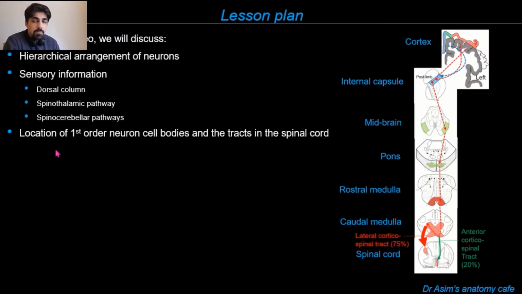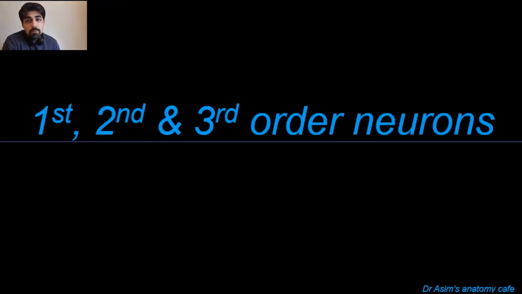And then we'll talk about the location of the first order neuronal cell bodies and the sensory tracts within the section of the spinal cord. Now, before we embark upon talking about the sensory spinal pathways, there are some basic principles which we need to understand. Almost all the sensory pathways comprise neurons which are arranged in a hierarchical fashion. So we've got a first order neuron, a second order neuron, and a third order neuron in almost all sensory pathways which we are going to talk about.